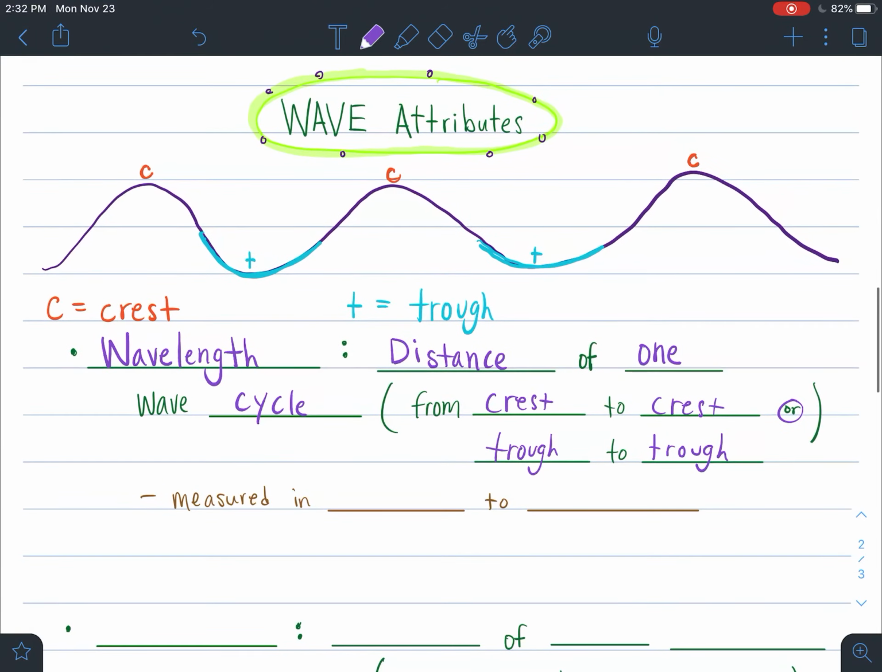Now, this can be measured for a lot of different types of waves, like for example radio waves or light waves. Since it's a distance, it's measured in meters. The ones that are really long are measured in meters or parts of meters. And the ones that are super, super small are measured in a smaller unit called nanometers.